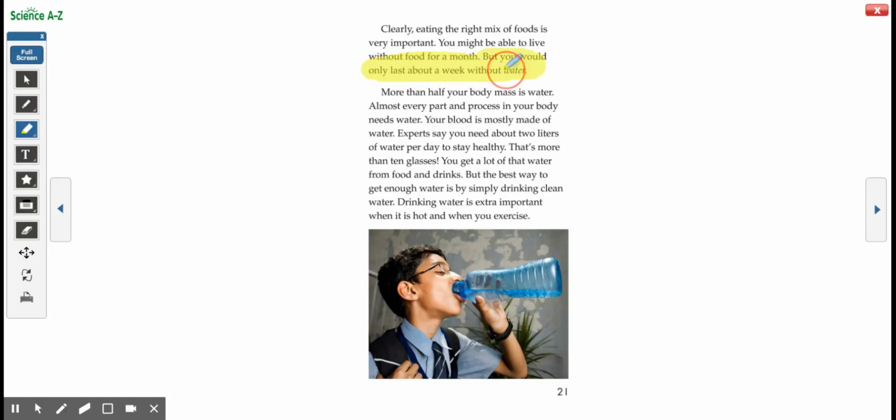You need water. More than half your body is water. Almost every part of your body needs water. Your blood is mostly made of water. So drink. Best way to do that, just drink clean water, especially when it's hot and when you exercise. If you feel thirsty, get some water. Not right now. Do not get out of class to go get water.